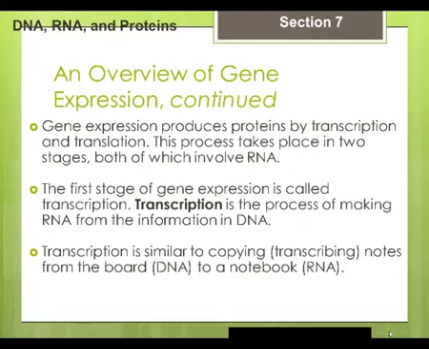So gene expression produces proteins by transcription and translation. This process takes place in 2 different stages, both of which involve the use of RNA. So the first stage of gene expression is called transcription. Transcription is when the information that is in the DNA is actually copied and a strand of RNA is made. So DNA inside the nucleus is copied into a strand of RNA.